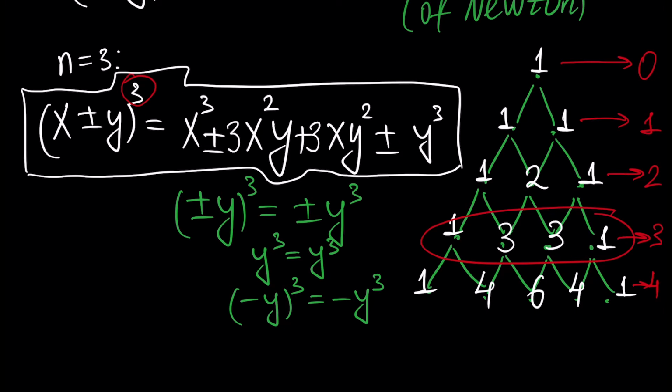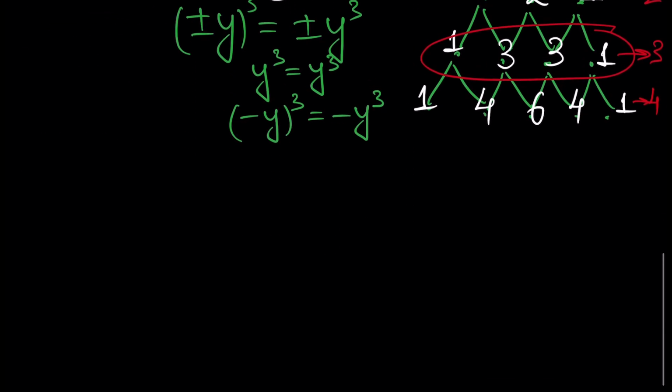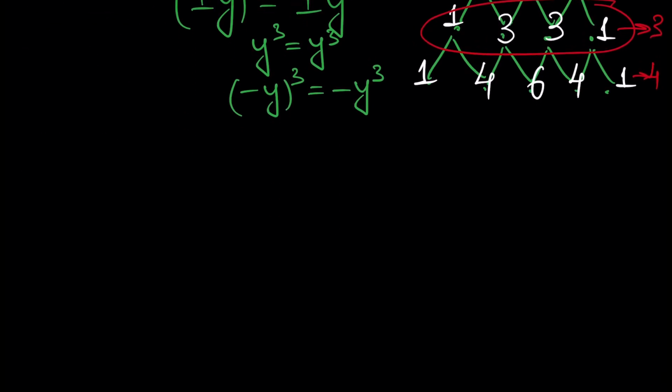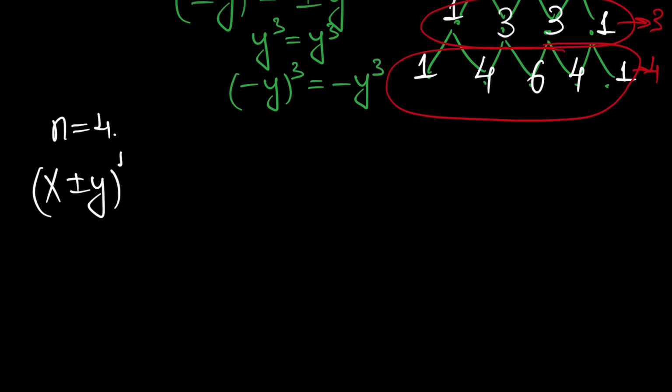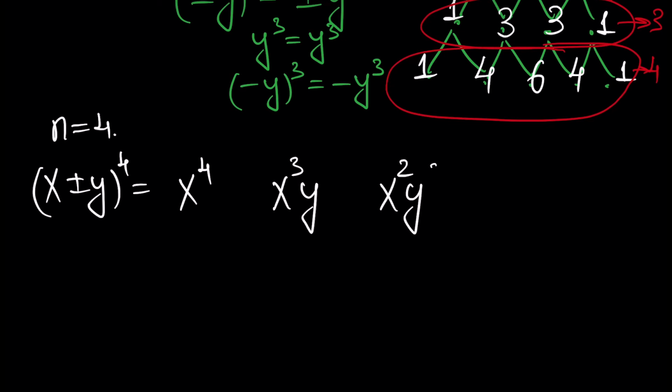Let's write a binomial expansion, also called the expansion for the case when n is equal to 4. And this is done easily. Here we use line number 4 in our Pascal triangle. So we have x plus minus y to the power 4 is equal to x to the power 4, x to the power 3 y, x to the power 2 y to the power 2, x y to the power 3, and y to the power 4.